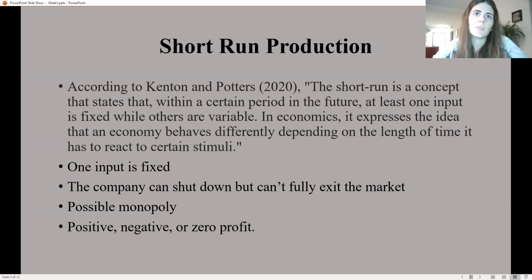In the short run, companies can produce until their output price surpasses the average variable cost of production, and it can have positive, negative, or zero profit.